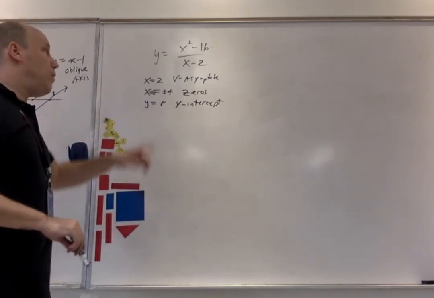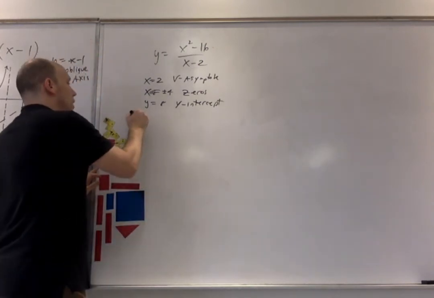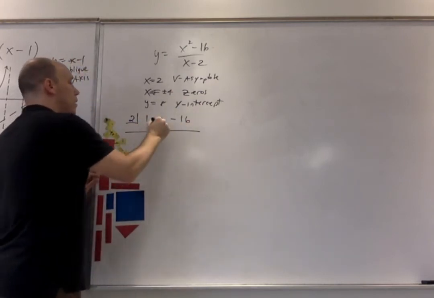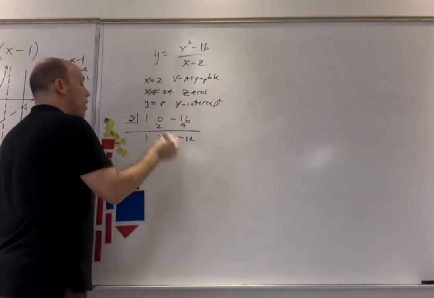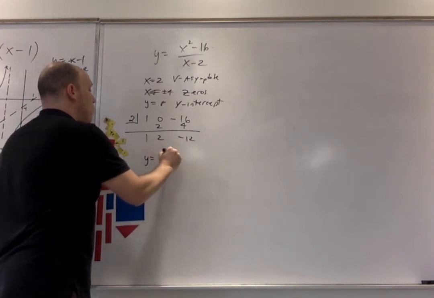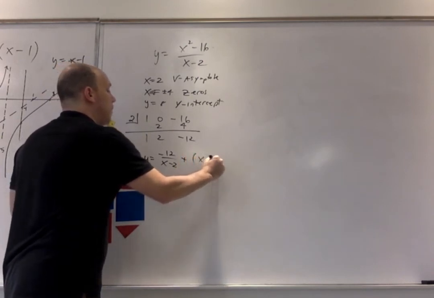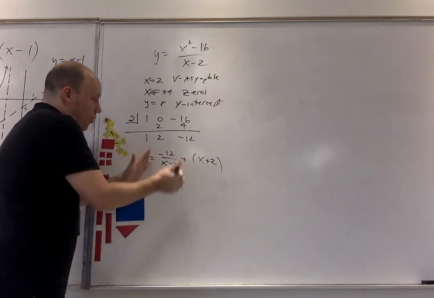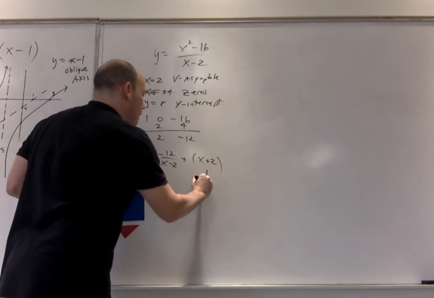Well, you can do synthetic division. Bring down 1, 2, 2, 4, negative 12. So you have y equals negative 12 over x minus 2 plus x plus 2. So this is the rational function, kind of shifted about this, and this is the oblique asymptote.